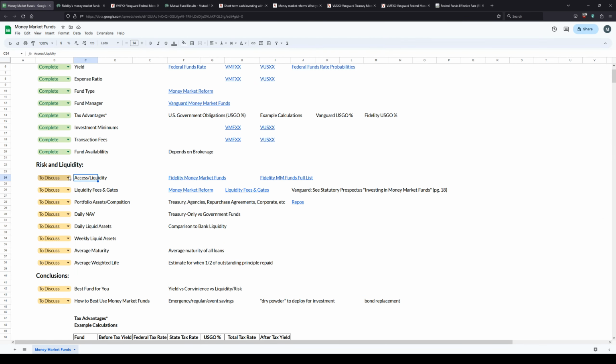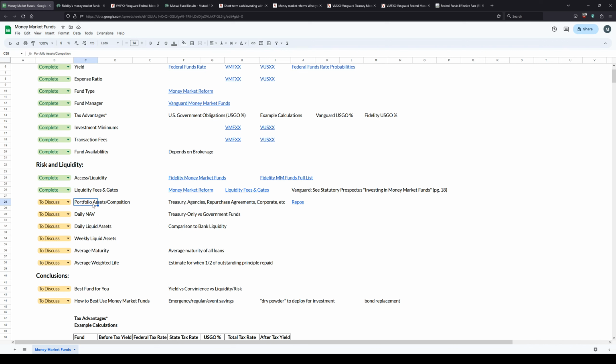So it's important to keep access and liquidity in mind, especially if you want to use the money market fund for a cash-like alternative, for instance, savings or whatnot. As a quick note, I have been impressed with Fidelity's speed when it comes to moving money back and forth. We've actually covered liquidity fees and gates pretty in depth earlier, so I think we've covered that.